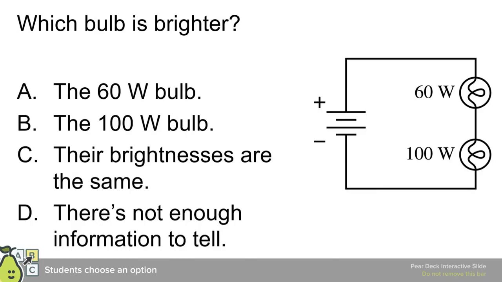Which bulb would be brighter, the 60 watt bulb or the 100 watt bulb, or do they have the same brightness, or is there not enough information to tell? Well, here we know that the current is constant because they're in series. And so we want to use that the power is I squared R. So greater resistance means greater power, and the 60 watt bulb has greater resistance, so it has that.